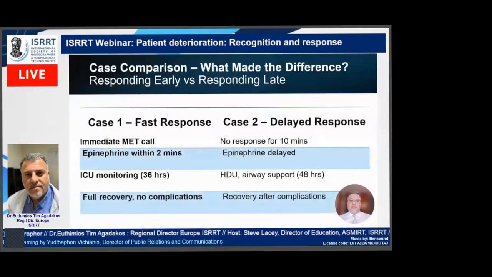So let's compare the two cases. In case 1, the radiographer recognized symptoms early, called the medical emergency team, and treatment was started quickly, leading to an uncomplicated recovery. Whereas in case 2, the symptoms seemed mild, so action was delayed, and they were brushed off, and that delay led to respiratory distress, airway support, and a longer recovery. This illustrates why radiographers must be empowered to act immediately, even when symptoms don't seem textbook symptoms.